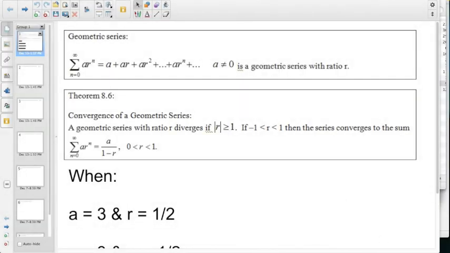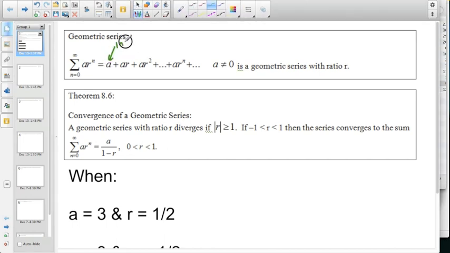A geometric series is when you start with an initial value. Let's try to spell that right. Initial value.